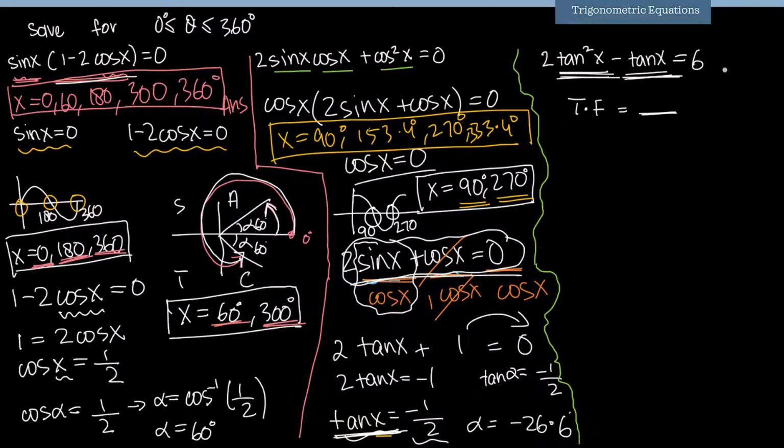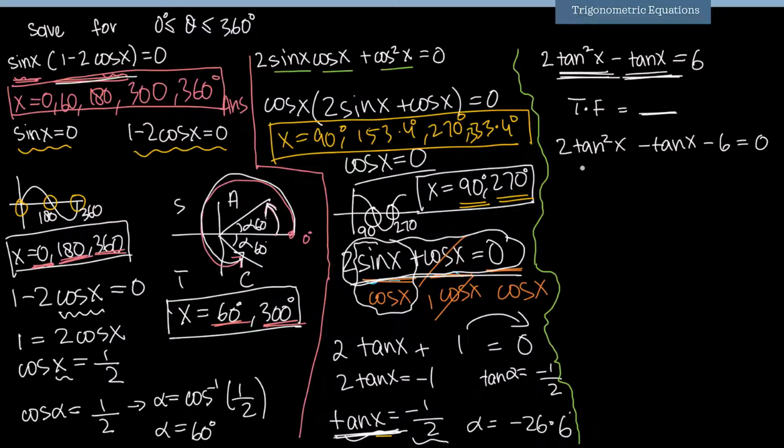So I cannot combine these two to make a single trigonometric function. So what I can do over here, I can factorize these two. If I subtract both sides of the equation by 6, I would get 2 tan square x minus tan x minus 6 is equal to 0. Now if I consider tan x as a variable, I can break the middle term to factorize this. This is a type of a quadratic equation.